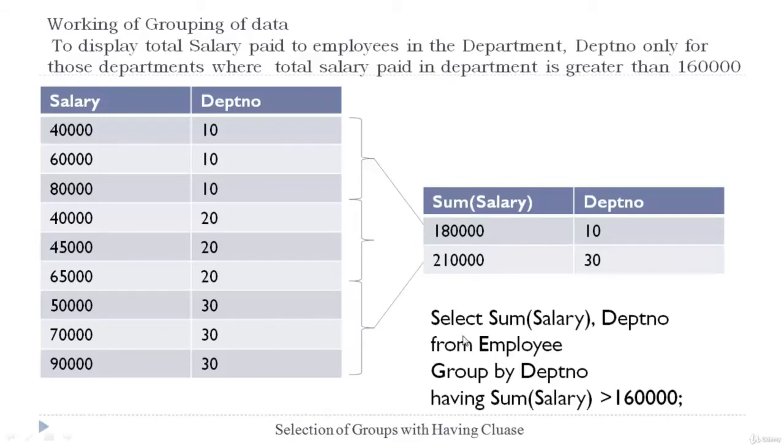So the final syntax to display desired output will be select sum salary, comma department number from employee group by department number having sum salary greater than 1,60,000. It only shows those department numbers which have total salary more than this value.